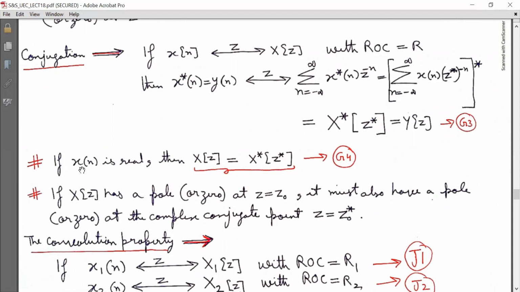Now special case, if x[n] is real, then X(z) is equal to X conjugate (z conjugate). It is only possible when x[n] is real. Now if X(z) has a pole or zero at z equal to z naught, then it must also have a pole or zero at the complex conjugate point z equal to z naught conjugate. So very important observation based on the conjugation property.